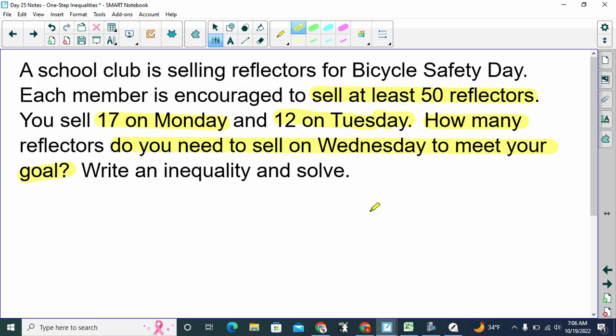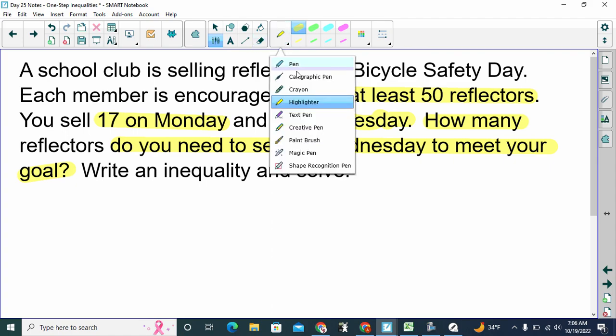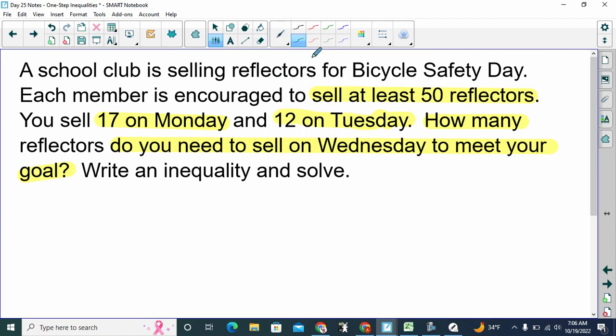So again, we are asked to sell at least 50 reflectors. You have sold 17 on Monday and 12 on Tuesday. How many do you need to sell on Wednesday to meet your goal? And you might be able to figure this out without writing an inequality and solving. Let's make sure we understand how to do this one, so that once the problems get a little more complicated, we're used to setting up inequalities.